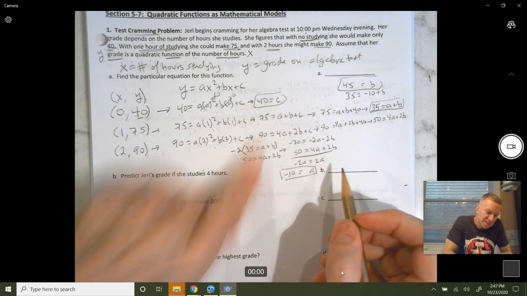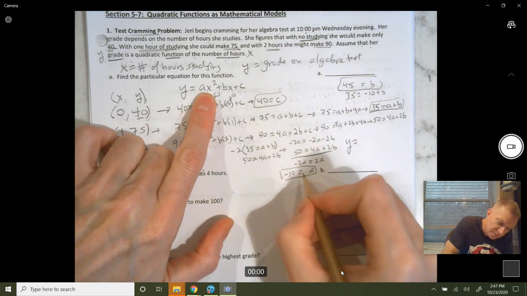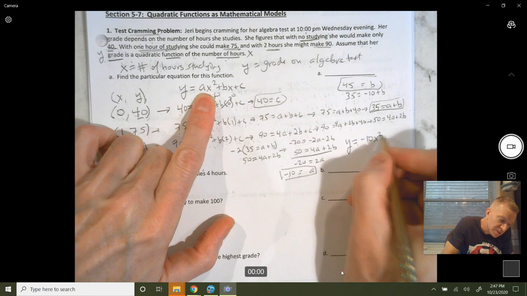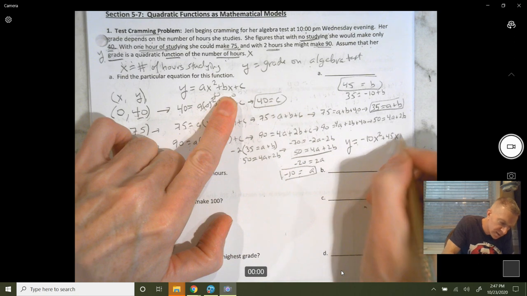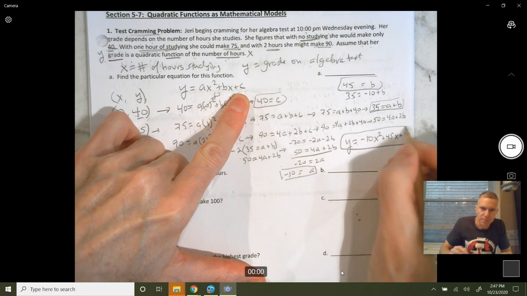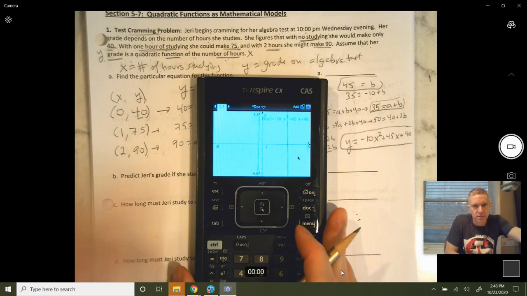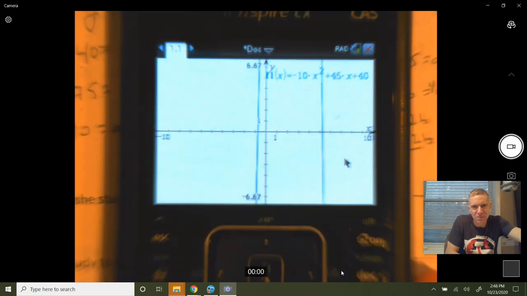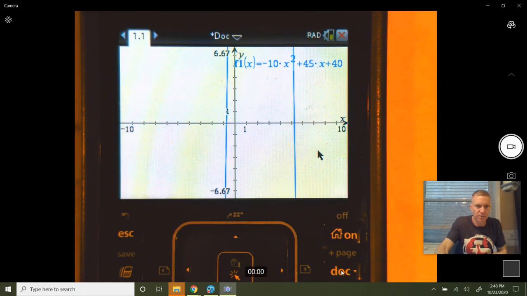So plugging those three things into this equation, my equation becomes y equals ax squared, so negative 10x squared, plus bx, b is 45, plus c, so plus 40. And there's your equation, okay? Now, I actually already took this equation and I plugged it into my calculator. We're going to use this. So now we're going to use the calculator to figure out everything else. Now that we actually solved for the equation by hand, we solved that system by hand.